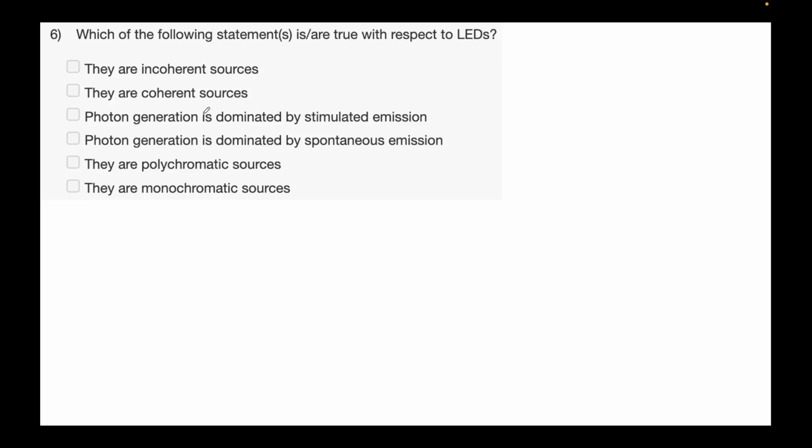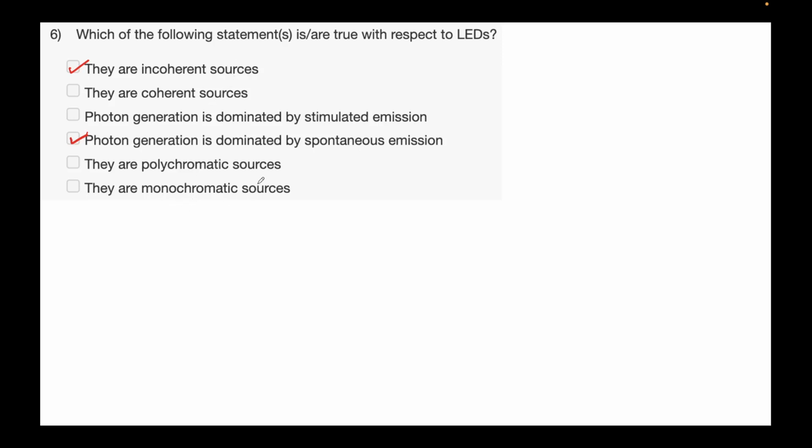So we have seen that photon generation is dominated by spontaneous emission. It's not stimulated. We're not shining any light. The stimulus is not light, but in fact your electrical injection. So this is one of the correct options. Let's see what about the others. Are they incoherent sources or coherent sources? They are incoherent sources. Why incoherent? We have talked about that for them to be coherent, they have to be stimulated emission, which is not the case here. Because of spontaneous emission, they are incoherent sources.